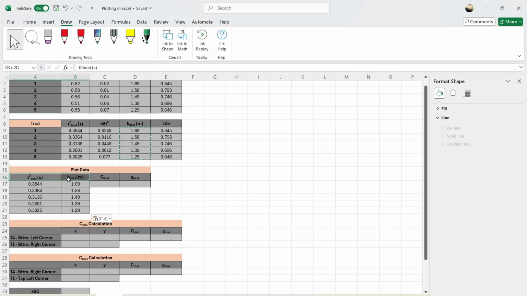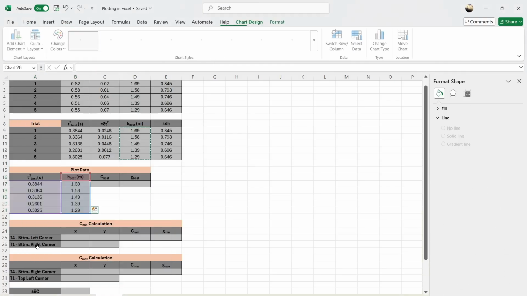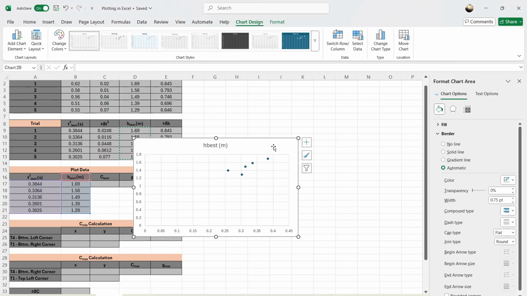So remember, to make your plot, you drag the data you're hoping to plot, and remember, the first column will be your x-axis, second column will be your y-axis. For us, the time of flight, or time of flight squared in this case, is our x-axis, and the height is the y-axis. So this is the correct order for the columns. So we click the box here, click charts, click scatter, and we get our scatter plot.